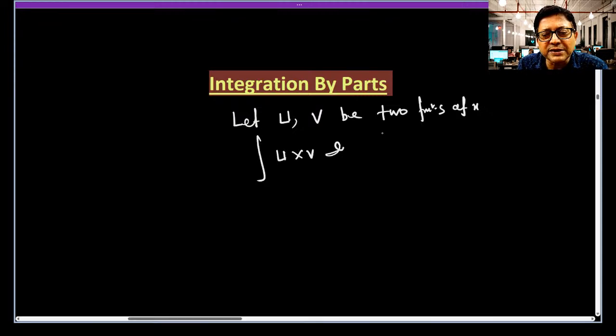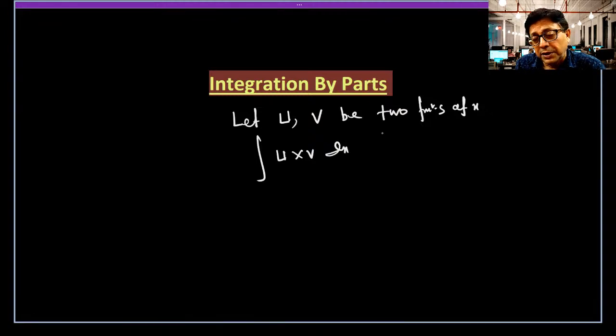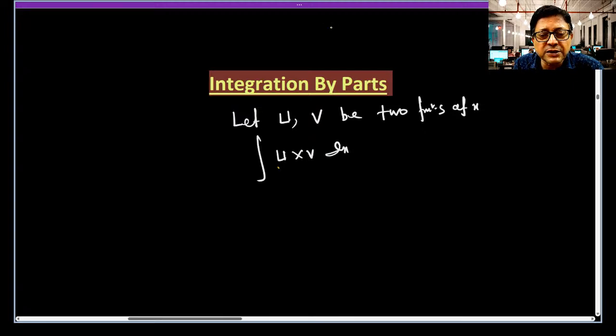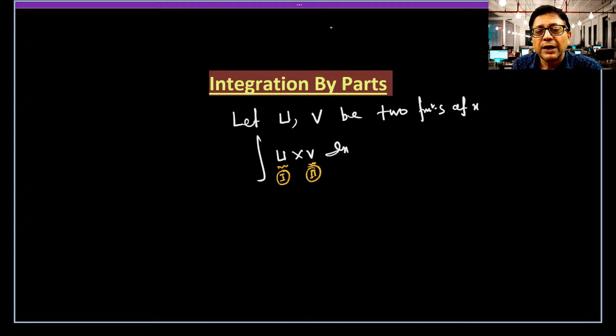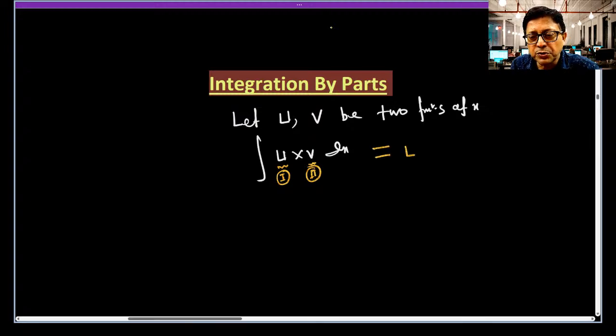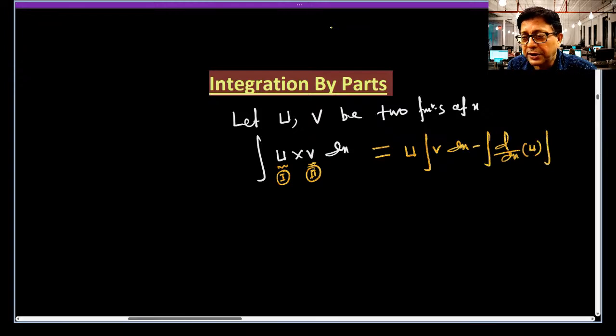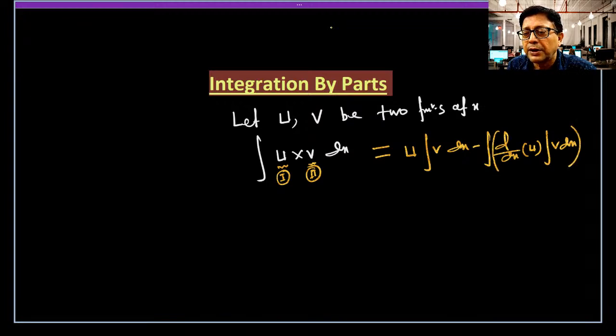Then for the integral of u into v dx, if we consider their product, integration will be done by assuming one of them the first function and the other one the second function, and then use this rule: u into the integration of v dx, minus the integration of d/dx of u into the integration of v dx, and then the integration of this thing.